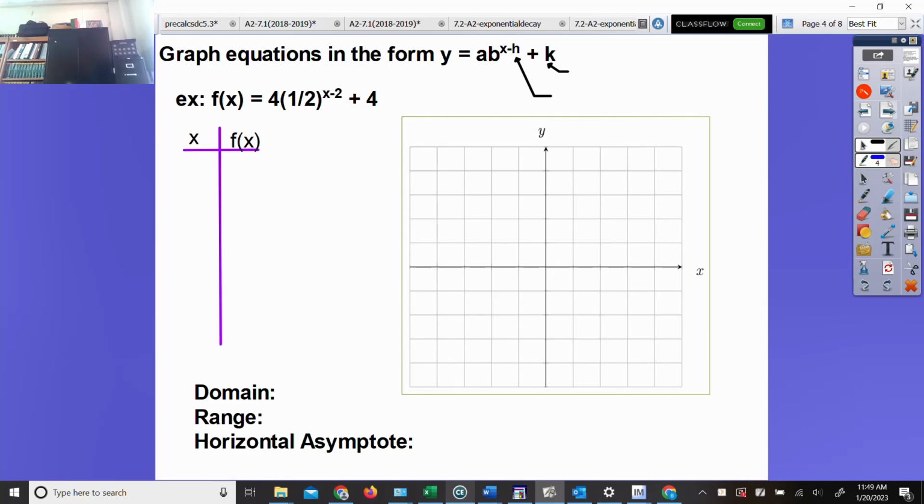So just look at this thing, 4 times a half raised to the x minus 2 plus 4. What does the x minus 2 mean to you? Right 2. One kid said, but it's not in parentheses. It doesn't matter. You can wrap it in a set of parentheses if you want. It's all by itself in the exponential space, isn't it? The same thing. What does the plus 4 mean to you? Up 4.